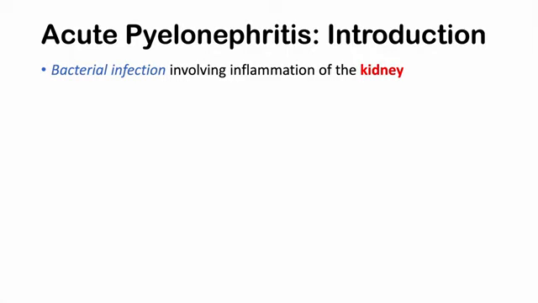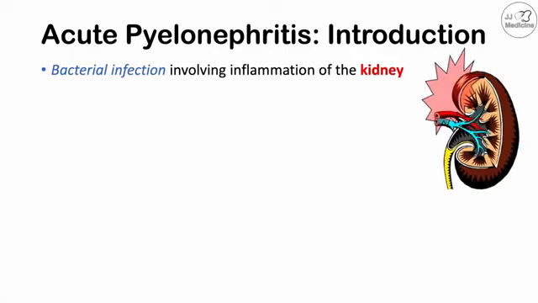Acute pyelonephritis is a bacterial infection involving inflammation of the kidney. So it is a bacterial infection of the kidney causing inflammation. And we can see it in the word pyelonephritis. Itis means inflammation. The prefix nephro means kidney, and pyelo refers to the renal pelvis, which is this area of the kidney here.